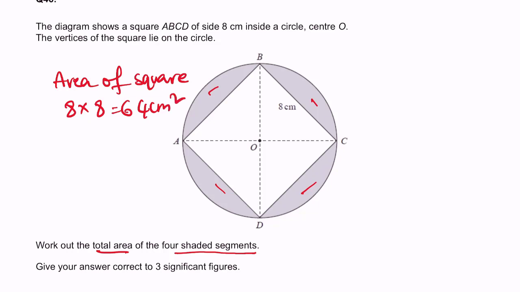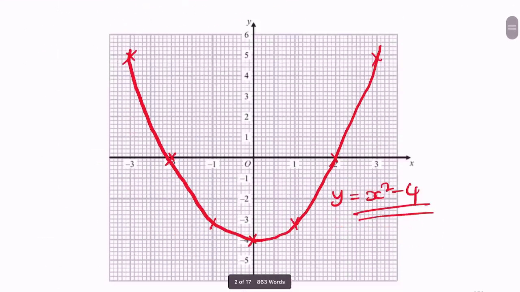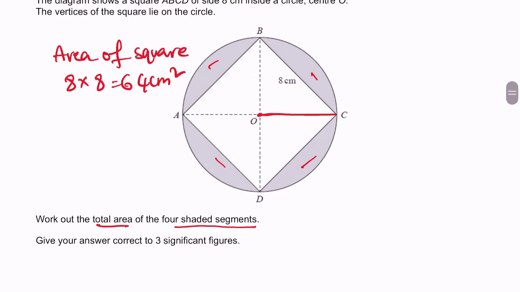The area of the circle, then we can take away the area of the square from the area of the circle, and that will leave us with this segment, or shaded segments. For the area of the circle, we need to work out what the radius is first, because we need to use pi r squared. So we do know that this length is 8 centimeters.